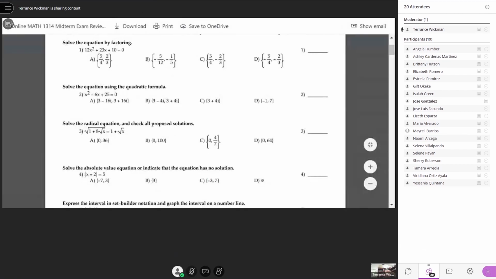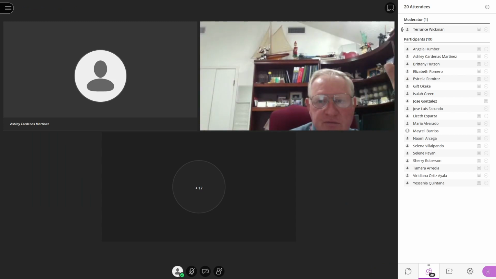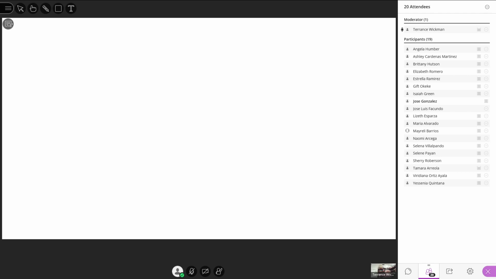Here's number 3, the first tough one. They want you to get x by itself. I'm going to show the shortcut way to do it, and this will be like what you have to do in the test. Go to the board. We have the square root of 1 plus 8 square roots of x, both under the radical, equaling 1 plus the square root of x.